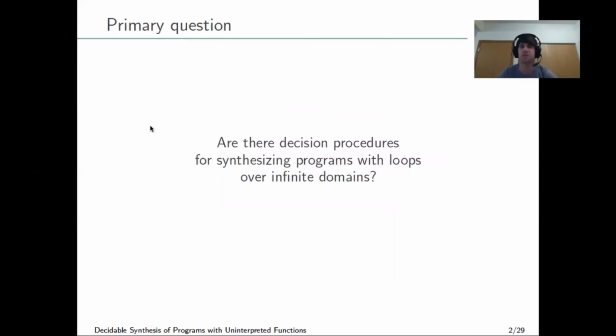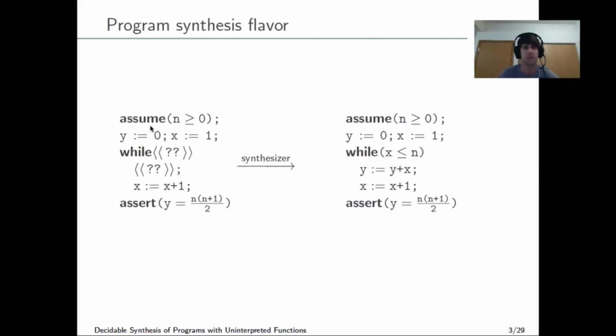Are there decision procedures for synthesizing programs with loops that work over infinite domains? This is the question we address in this work. And the flavor of program synthesis we're looking at here is much like Sketch or SyGuS. So given a partial program with these question mark holes, we're asking a synthesizer to give us back a program where the holes have been filled so that some correctness specification is true.